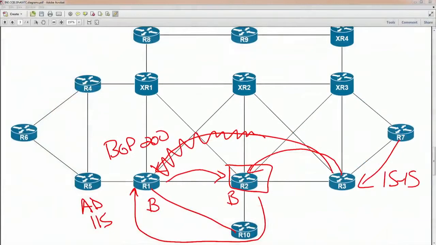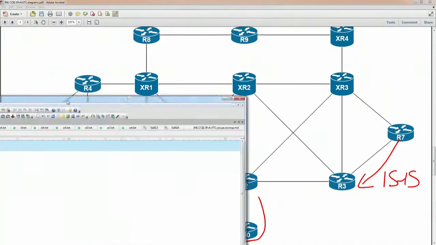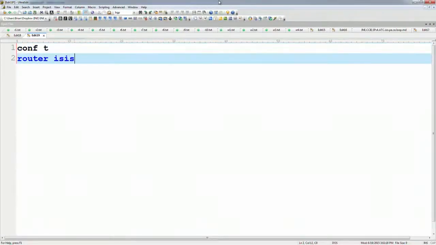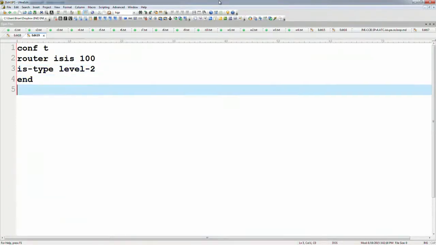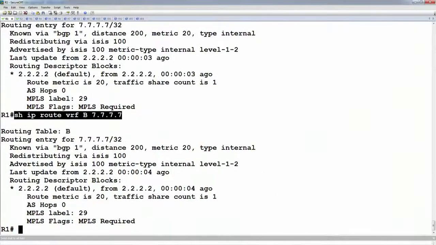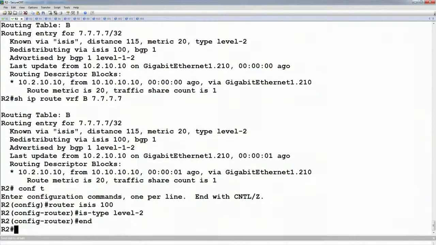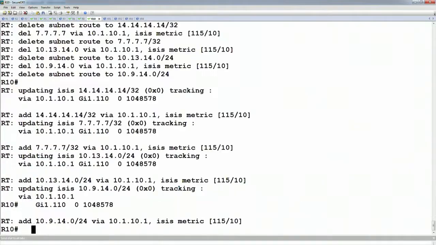So like I said, one of the simplest solutions is don't run both levels or don't redistribute into both levels. So if we were to change the ISIS process everywhere, where we were to simply say under router ISIS 100 that the IS type is level 2, and this is going to be on all of the devices. So let's say on 1, 2, 3, 7, and 10.